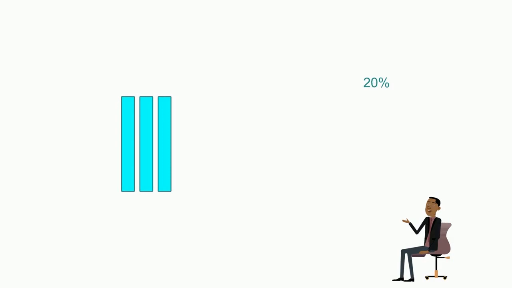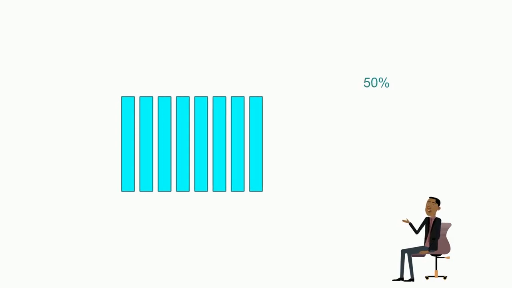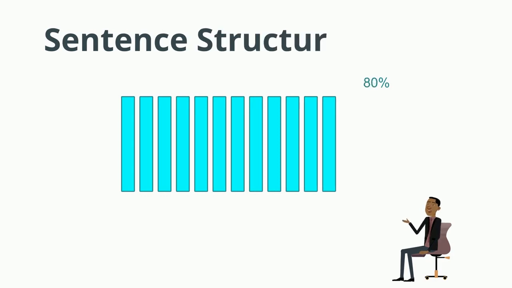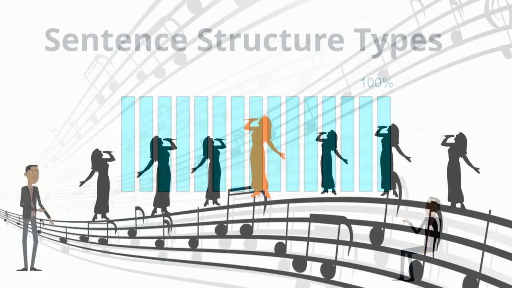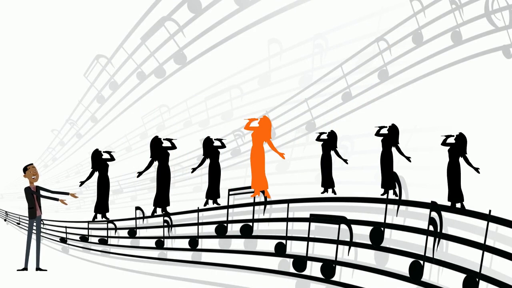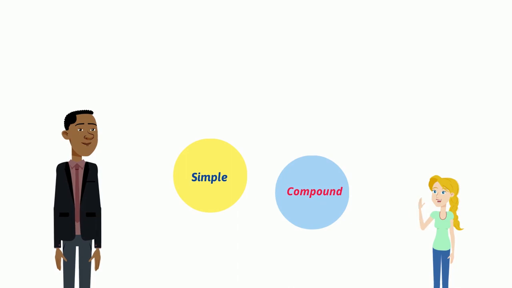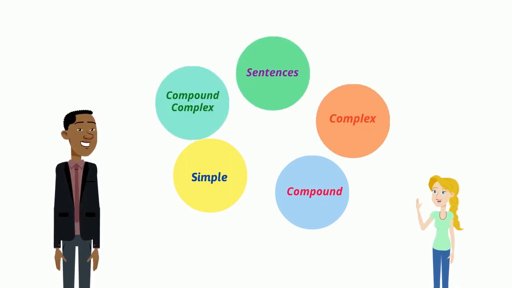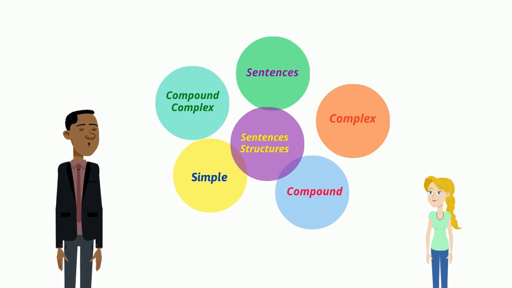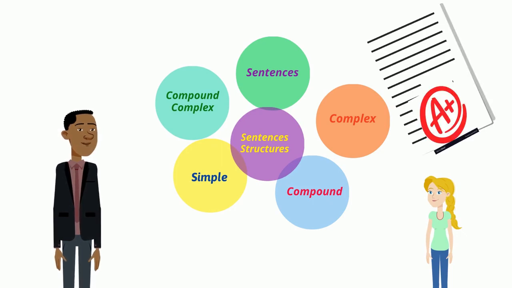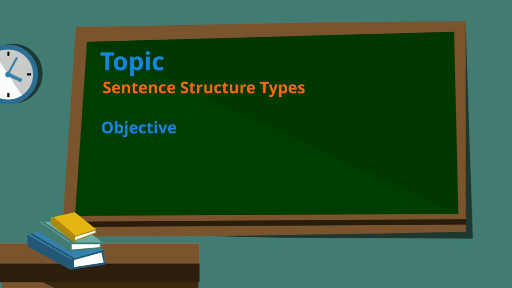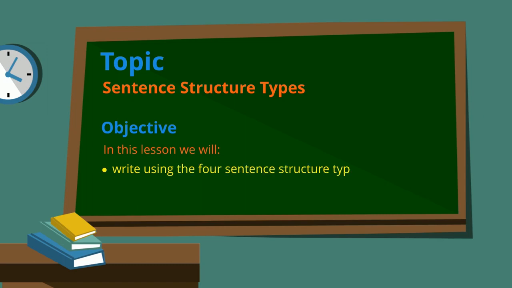Well, today's lesson, which seeks to help you produce different sentence structure types, will help you in your writing to separate yourself from others. When you improve your ability to produce a variety of sentence structures, it sets your writing apart from other students. Today's lesson is based on the topic sentence structure types. Our objective in this lesson is to write using the 4 sentence structure types.